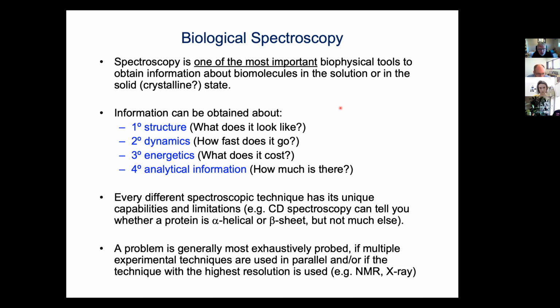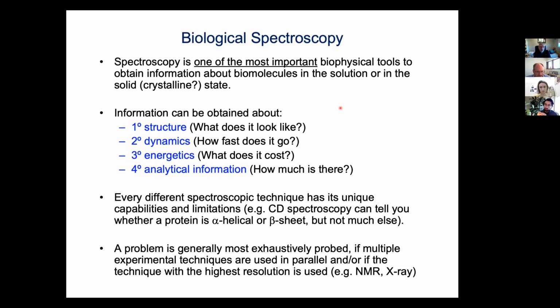and 2D structure, but also chemical structure. Chemists use NMR to actually look at the chemical linkages and how a compound is actually built up. Now, another thing you can do with spectroscopy is you can look at dynamics.